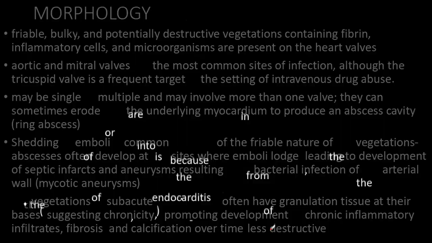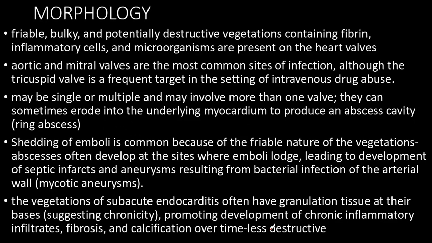So now, morphology, especially of these vegetations. The vegetations are usually friable, bulky, and potentially destructive, okay? And they contain fibrin, inflammatory cells, and microorganisms, okay? And they are found on the heart valves, especially on the cusps.